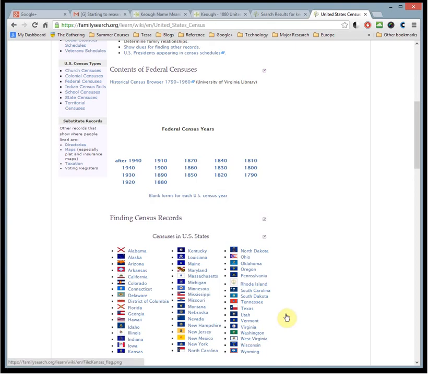But also keep in mind that many states had a state census, and this would have been taken on oftentimes what I like to call the five. So if there's a 1900 census, there's going to be an 1895 and a 1905 census in particular states.